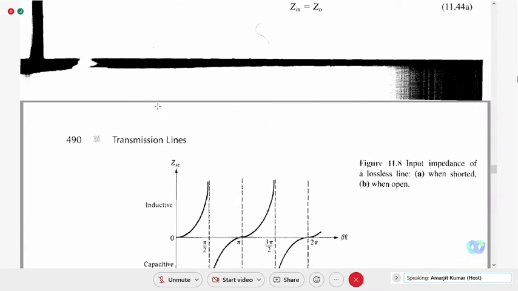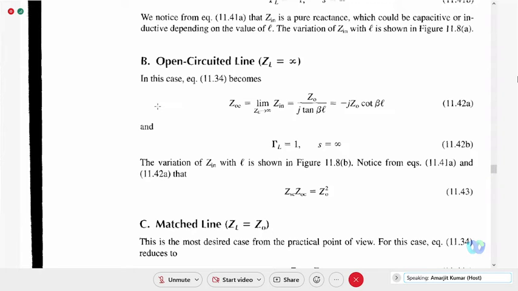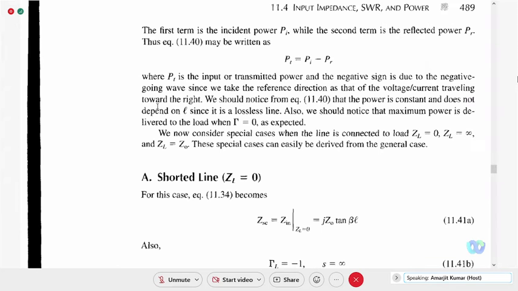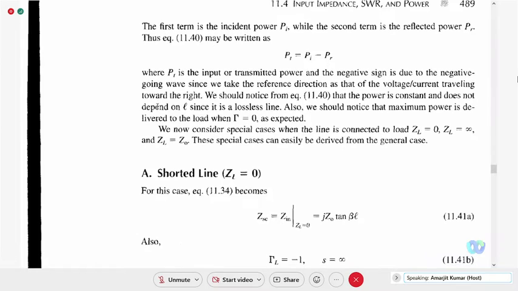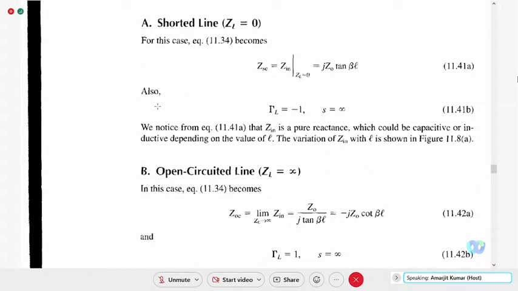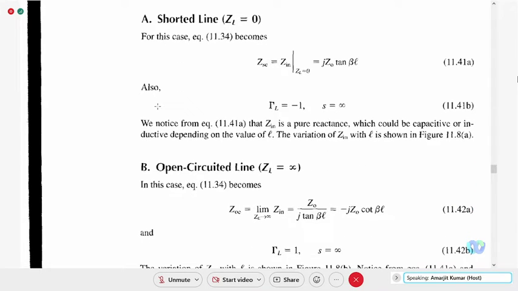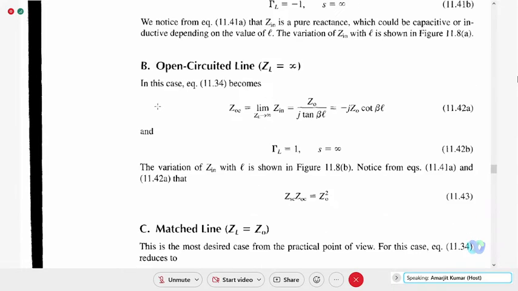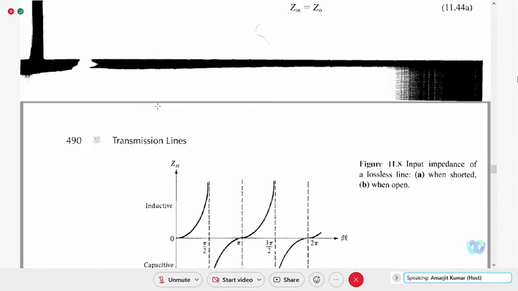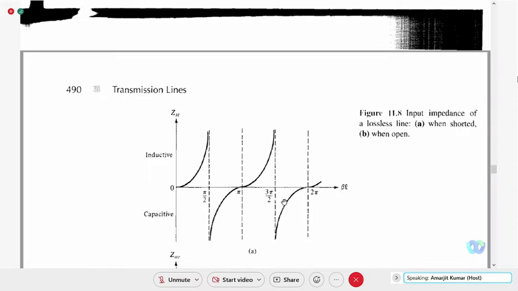And one more thing. You can plot also, because for a short circuited line, you have ZSC is equal to J Z0 tan theta, theta is equal to beta L, and ZOC is equal to minus J Z naught cot theta, theta is equal to beta L. So you can plot this with theta, from 0 to theta.